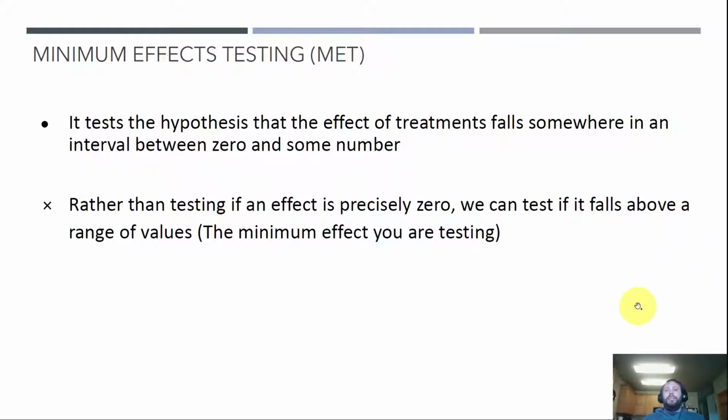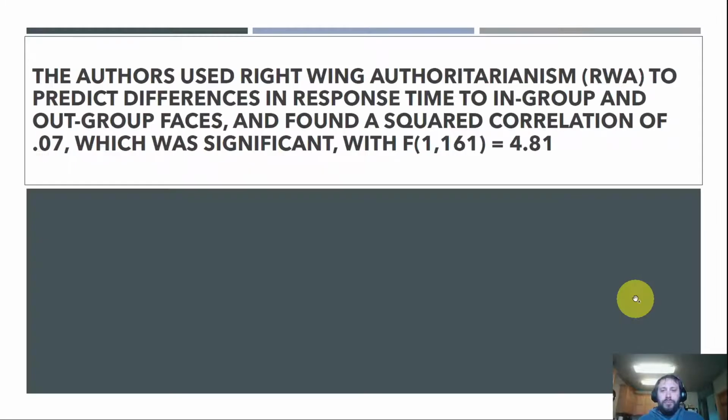So what is minimum effects testing, or MET for short? It tests the hypothesis that the effect of a treatment falls somewhere in an interval between 0 and some number. So rather than testing if the effect is precisely 0, we can test if it falls above a range of values, which is the minimum effect that you're testing. For example, instead of saying there's a difference of 0, we're saying, is there a difference of 1%, 2%, or something like that.